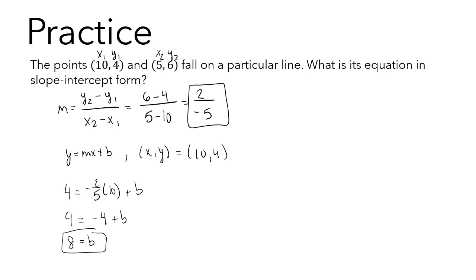So now we can put it together in our final equation. y equals negative 2 over 5 x plus 8. And that is our answer.